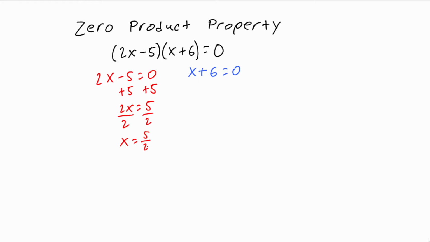And for the second one, subtract 6 from both sides, and we get x equals negative 6. So we have two possible answers here. x equals 5 over 2, but also x equals negative 6. Technically, you would say it equals one or the other. But you do need both answers to be correct.